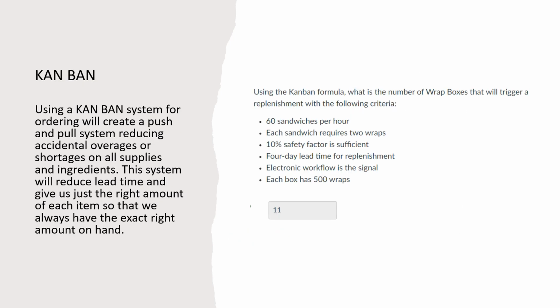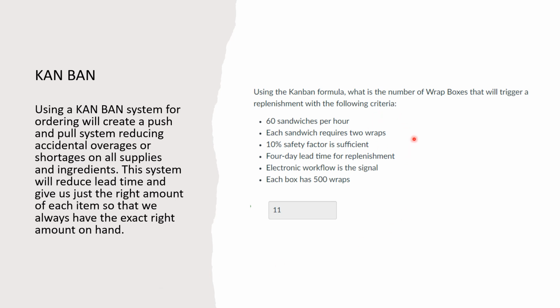Kanban. Part of the problem with the way that our food is getting there is that it's constantly being ordered and we don't know exactly what will be there when. So in this scenario, we want to look at a Kanban system for ordering that will create a push and pull system, reducing accidental overages or shortages on all supplies and ingredients. This system will reduce lead time and give us just the right amount of each item so that we always have the exact right amount on hand.